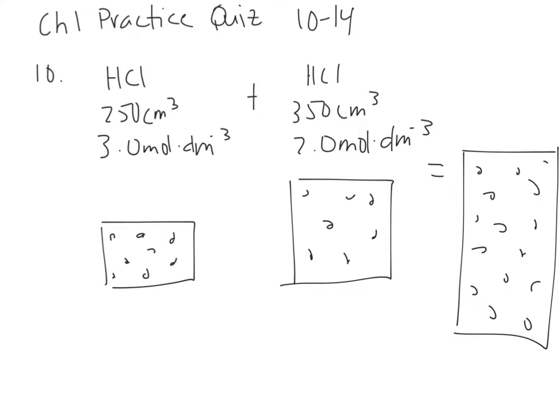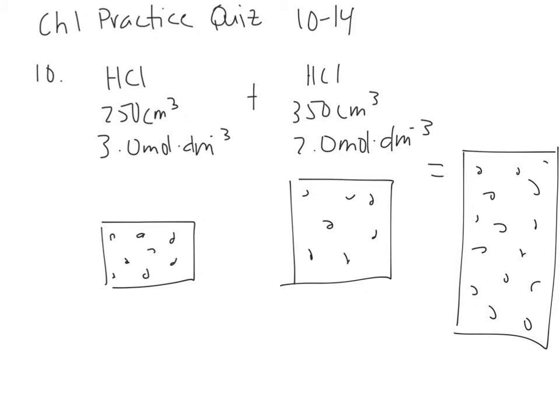Welcome. This is the second part of the video for the Chapter 1 practice quiz, and I'll cover questions 10 through 14 here. Number 10 is a little misleading because you're just mixing two different strengths of HCl together. So my first solution is 250 centimeters cubed of the 3 molar.